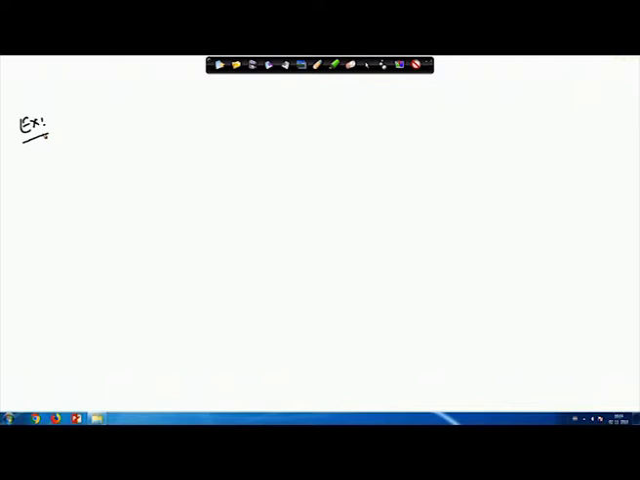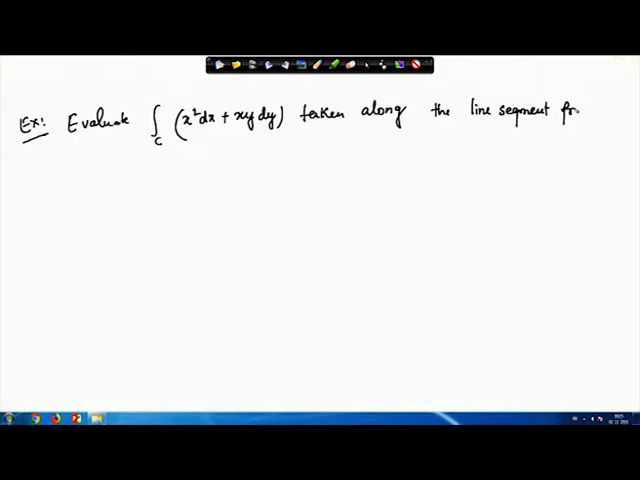Here we will have: evaluate the integral over the curve C of x squared dx plus xy dy, taken along the line segment from (1,0) to (0,1). So we have to calculate the line integral of this curve taken along the line segment joining (1,0) and (0,1).